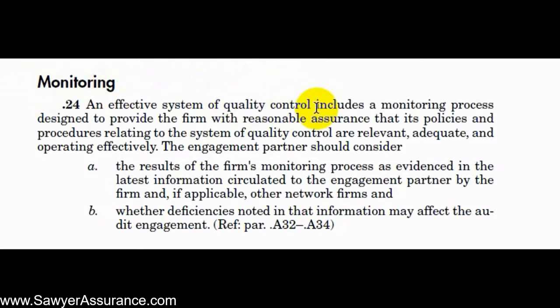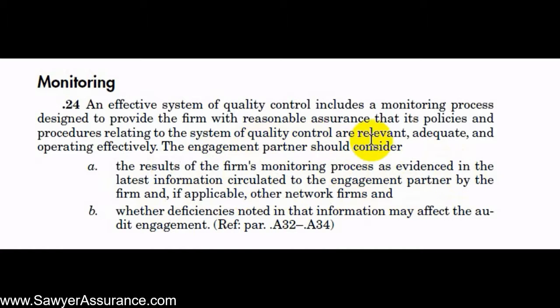So it says in order for a quality control system to be effective, it should include a monitoring process. That way, the firm has a reasonable assurance that its policies and procedures related to that quality control are relevant, adequate, and operating effectively. So in order to monitor the system of quality control, the engagement partner should consider the results of the firm's monitoring process as evidenced in the latest information circulated to the engagement partner by the firm and, if applicable, other network firms.